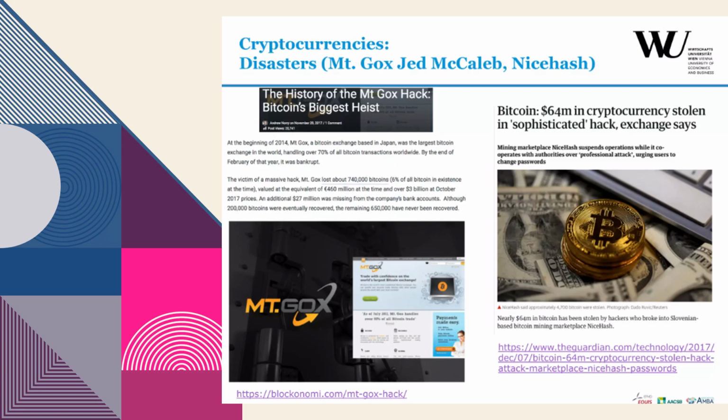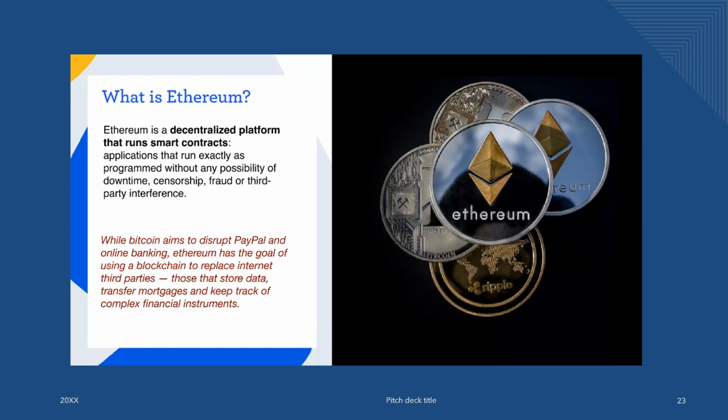So let's move on to our next slide, looking at what Ethereum is. Ethereum is a decentralized platform that runs smart contracts and applications that run exactly as programmed without any possibility of downtime, censorship, fraud, or third-party interference. While Bitcoin aims to disrupt PayPal and online banking, Ethereum has the goal of using a blockchain to replace internet third parties.